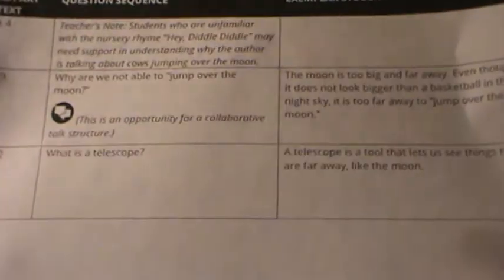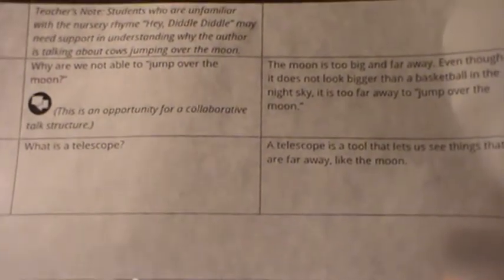So we did stop and talk about the nursery rhyme, Hey Diddle Diddle. So I went ahead and read that. That was at the beginning, page 4. Page 9, why are we not able to jump over the moon? Page 12, have your child explain what is a telescope.